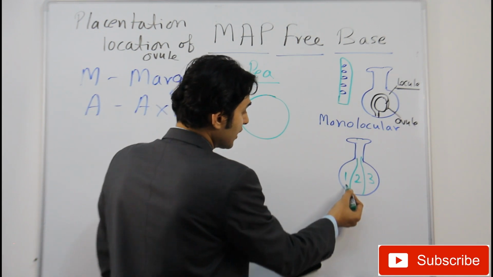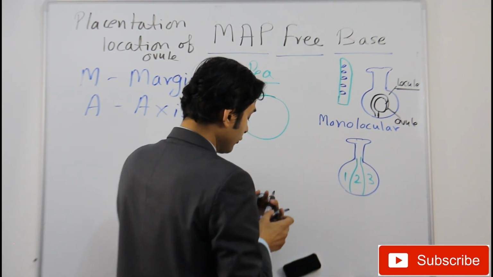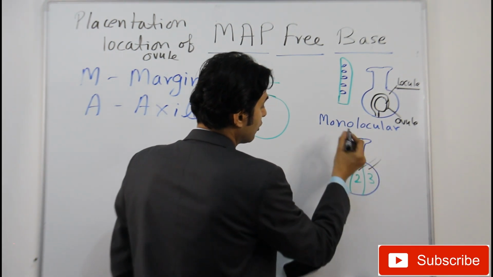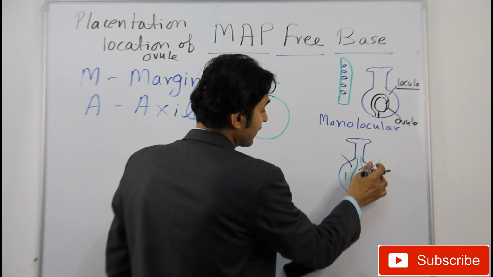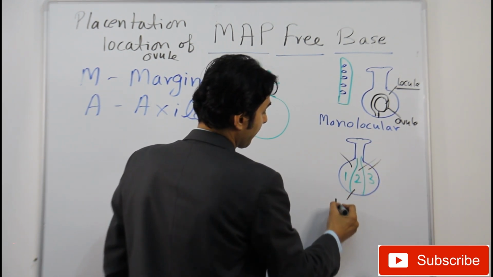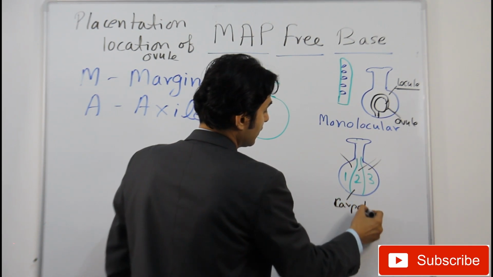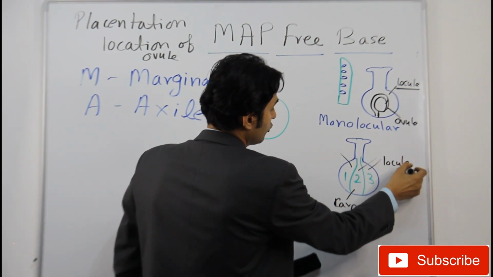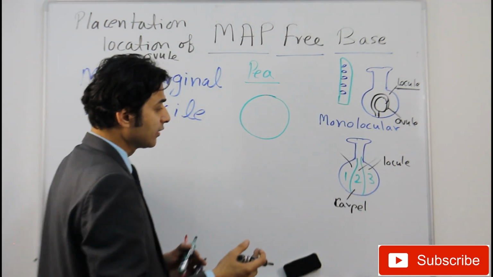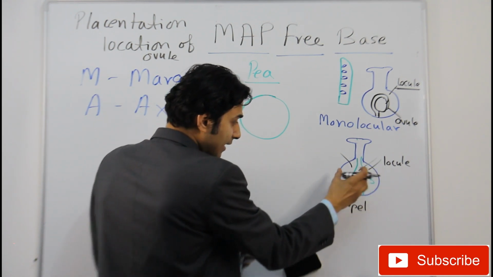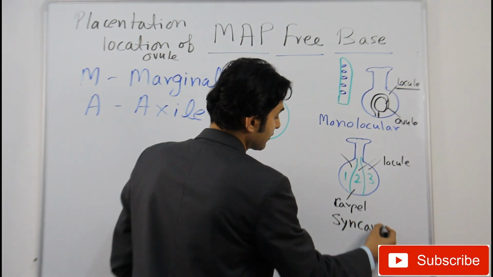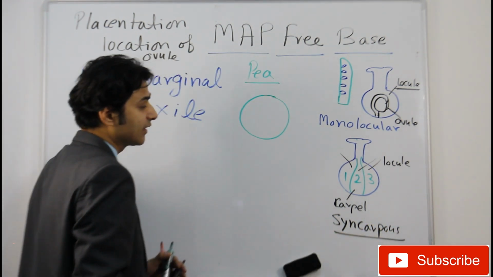Now here, this one is one locule, second locule, third locule. Each carpel will have one locule. So this is a carpel, and this is also a locule. So you can say tricarpellary, or trilocular ovary. But they are connected together. So this is called syncarpous. This is just for understanding.